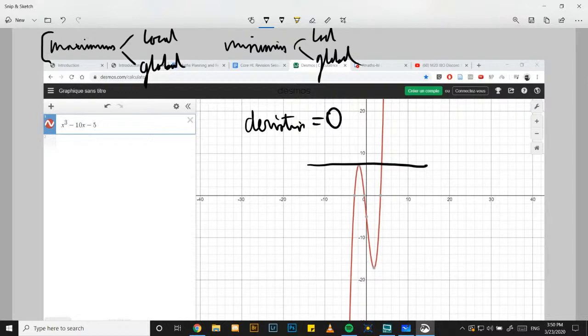So you need to find a way to distinguish when there is a maximum and when there is a minimum. And there's two ways we can do that. First of all, you can try and look at what's happening to the derivative very close to the function and around it.